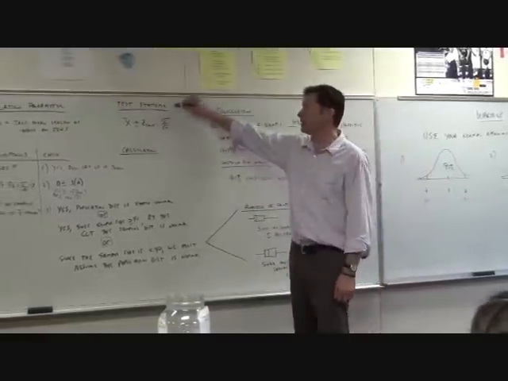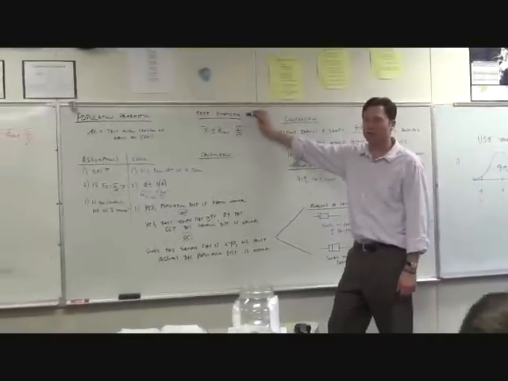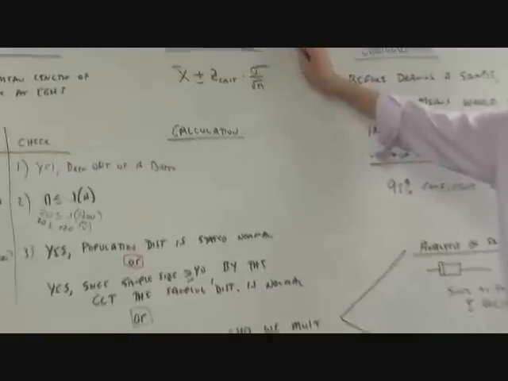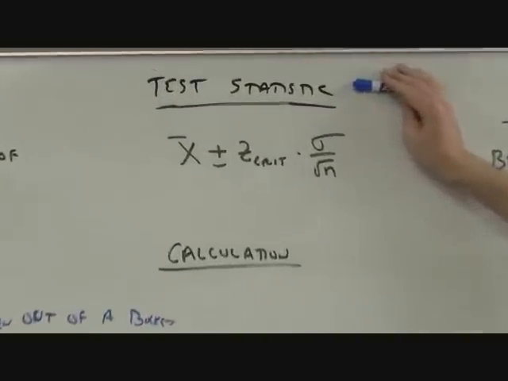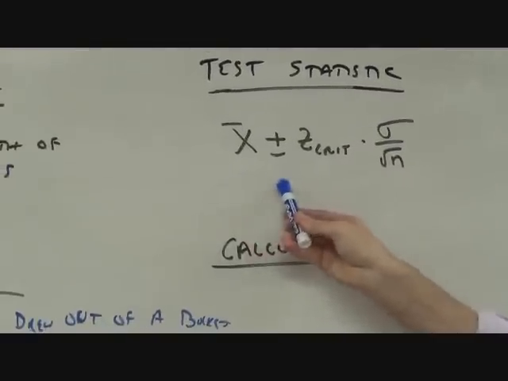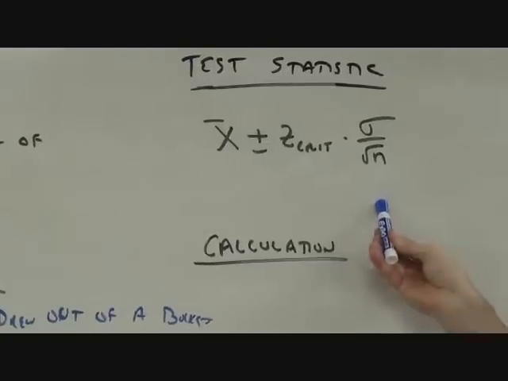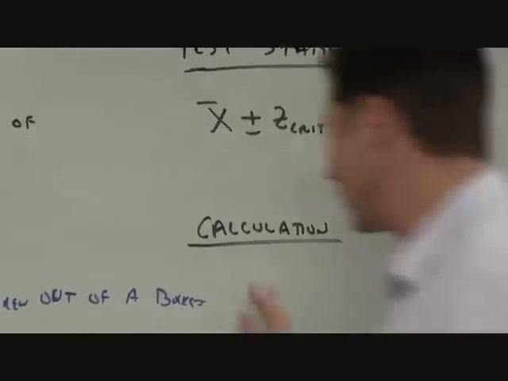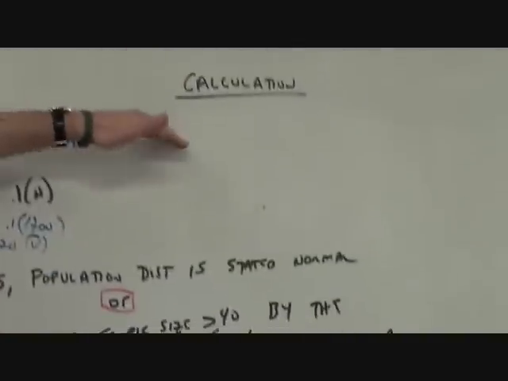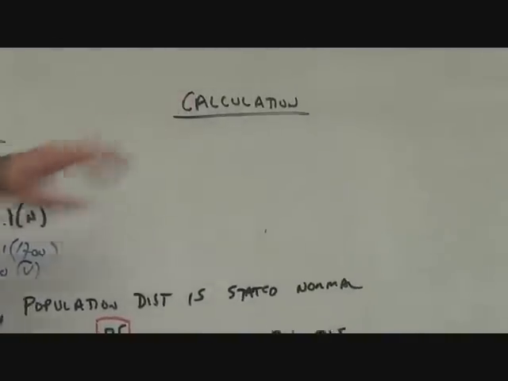All right. Test statistic. It's just the formula. Statisticians got to use a fancy word for formula. It's just the formula that we're going to use. You're going to take your x bar and you're going to add or subtract the margin of error. All right, now calculations. We just plug in those numbers. Remember, we always write the formula, then we plug in the numbers.